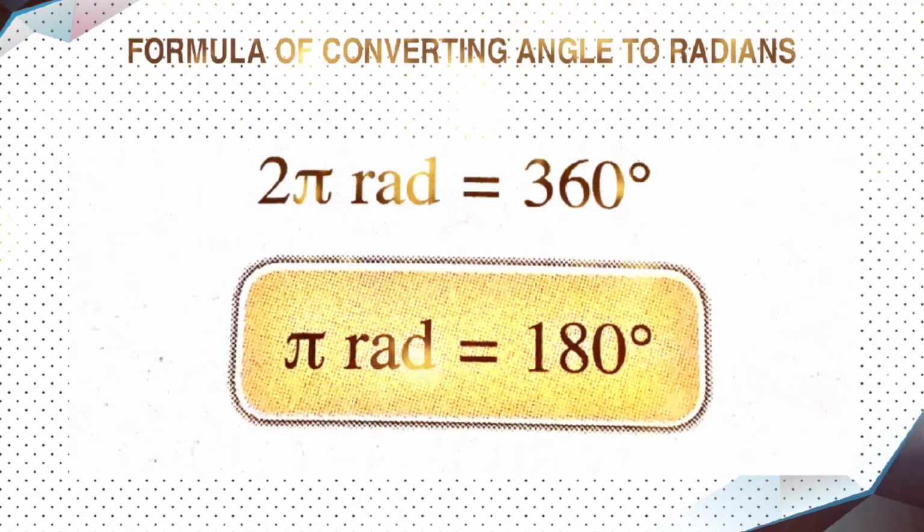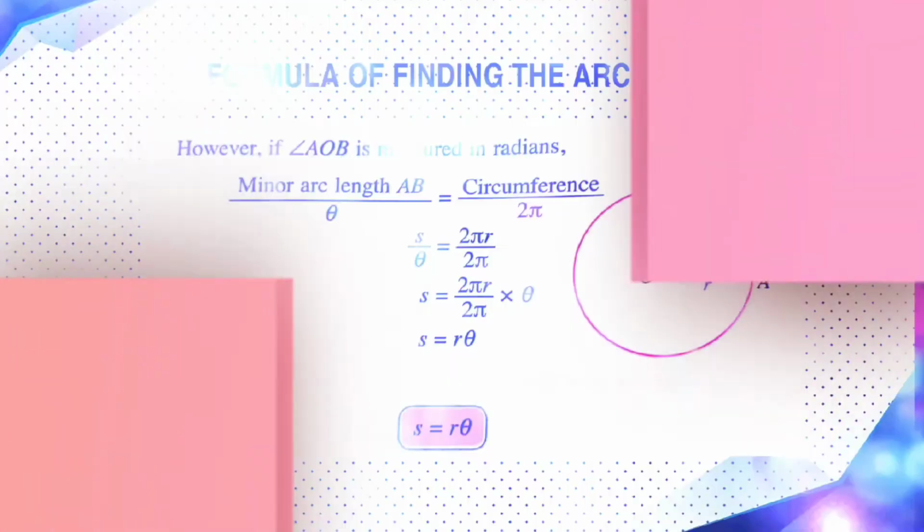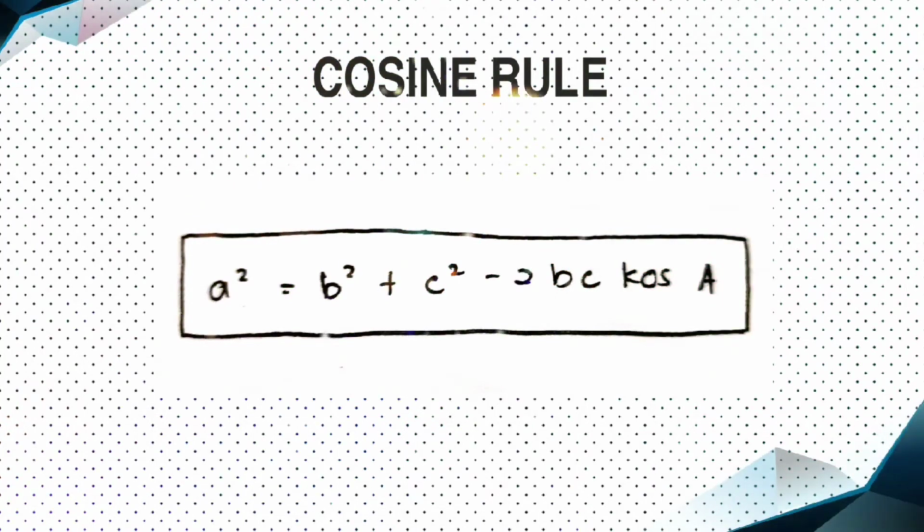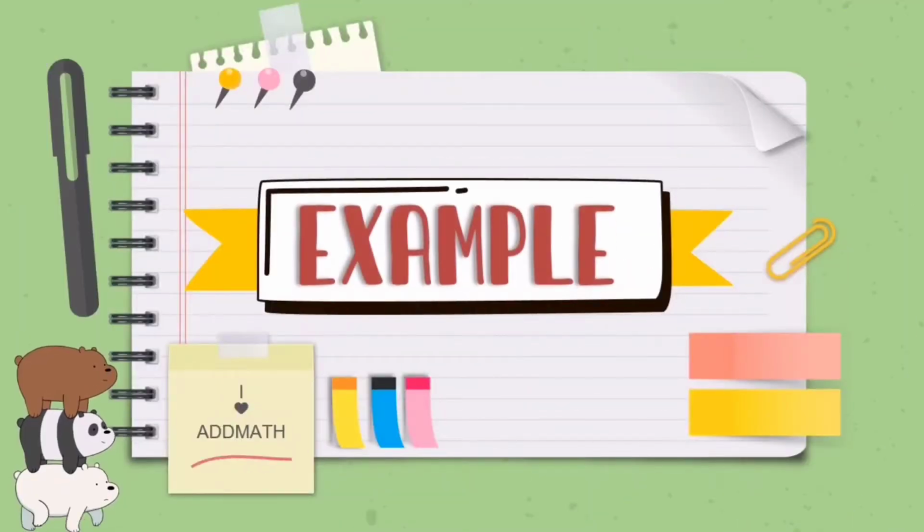First, the formula of converting angle to radians. Second is the formula of finding the arc length, which is S equals r theta. Last is the formula of cosine rule, which you have learned in Form 4. Next, we will see the examples for this subtopic, which is the perimeter of segment.